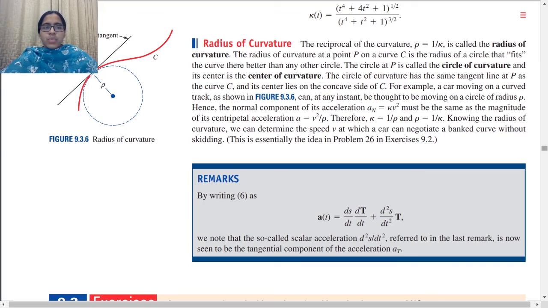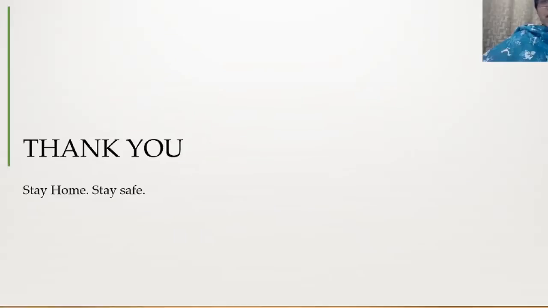You can see it in the picture clearly. C is the curve and P is the point. We have to find a circle which fits that particular curve. So that's it for today's session.